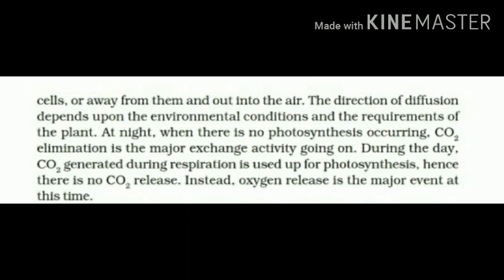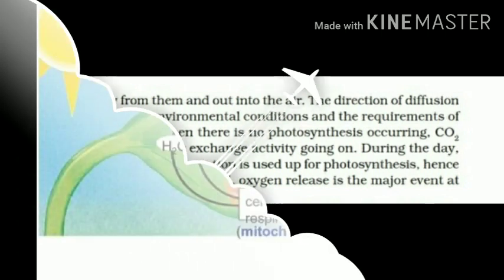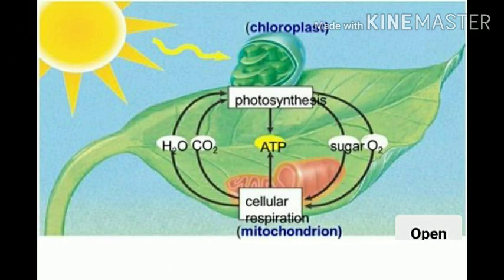Say, for example, at night, when there is no photosynthesis occurring, carbon dioxide elimination is the major exchange activity going on. Whereas during the day, carbon dioxide generated during respiration is used up for photosynthesis. Hence, there is no carbon dioxide released. Instead, oxygen release is the major event at that time. One thing you must remember is that plants carry out both photosynthesis and respiration. During daytime, they do both the processes, whereas at night, they do only respiration.